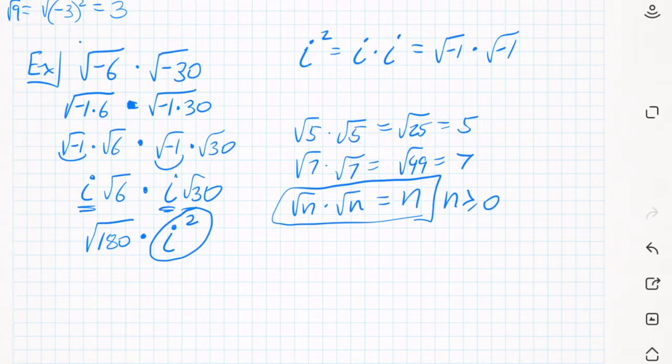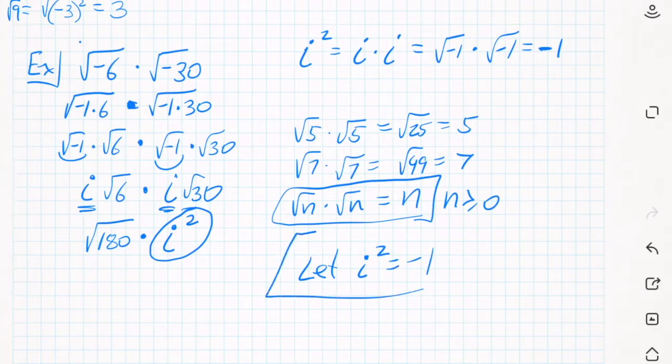So it kind of follows that the square root of -1 times the square root of -1 is going to equal, by our definition, -1. So we're going to let i squared equal -1. So anytime you see an i squared, we're going to replace it with a -1. So that i squared becomes -1, and this becomes the square root of 180. All right, now that leads us to another thing.